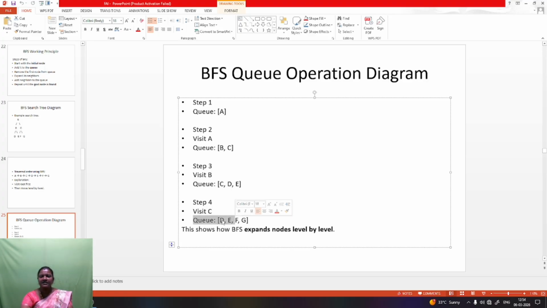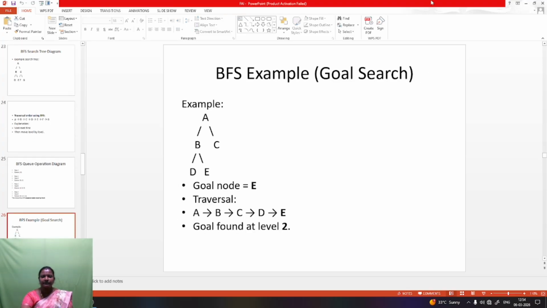Here the queue contains D, E, F, G. This shows how BFS expands nodes level by level. The node we have to visit is put into the queue. Already visited nodes are removed from the queue. This is the technique used here.